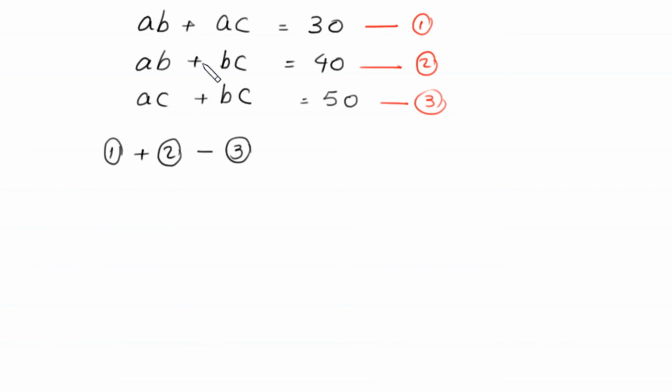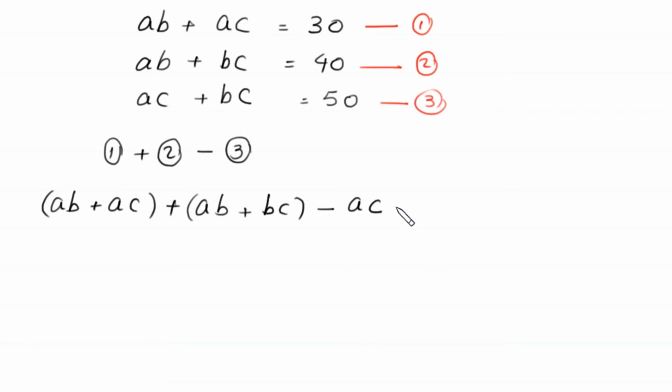So left hand side of equation 1 is a times b plus a times c, plus left hand side of equation 2 is a times b plus b times c, minus left hand side of equation 3 is a times c plus b times c, is equal to right hand side of equation 1 is 30 plus right hand side of equation 2 is 40 minus right hand side of equation 3 is 50.